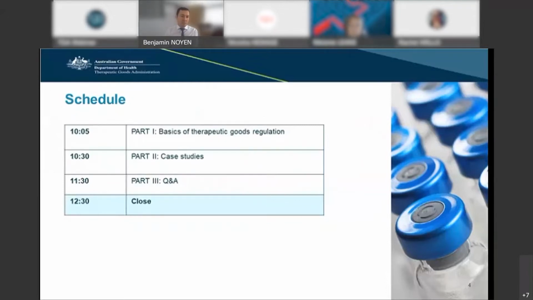Today's session consists of three key parts. The first part is on the basics of therapeutic goods regulation. This covers what we do at the TGA and some terms you'll need to know. Part two involves some case studies. We'll put the concepts of part one into practice and work through your responsibilities if you want to supply a therapeutic good. And part three is a Q&A session with our TGA experts, probably the best part of the whole session.